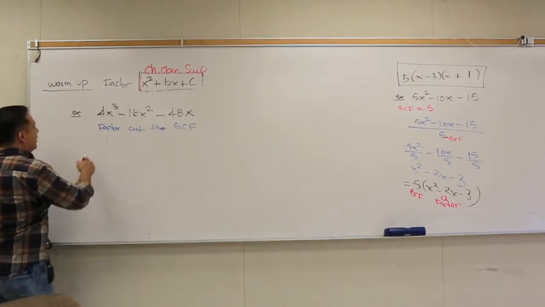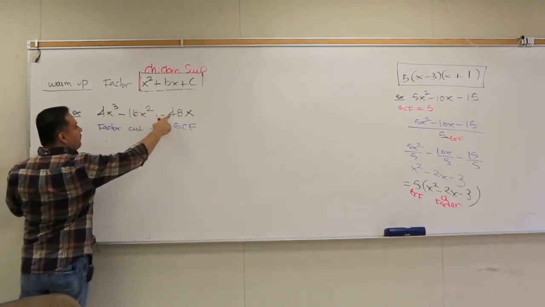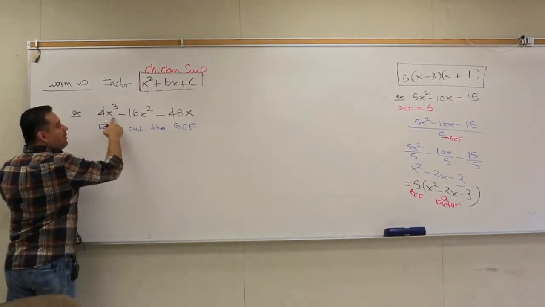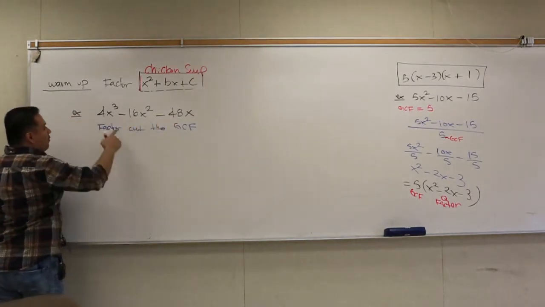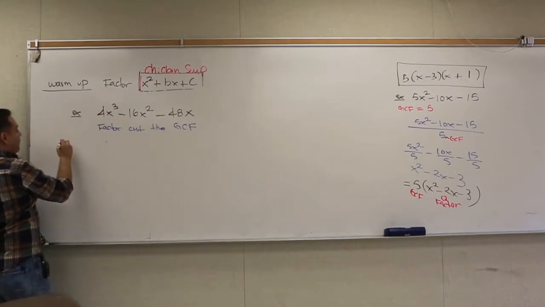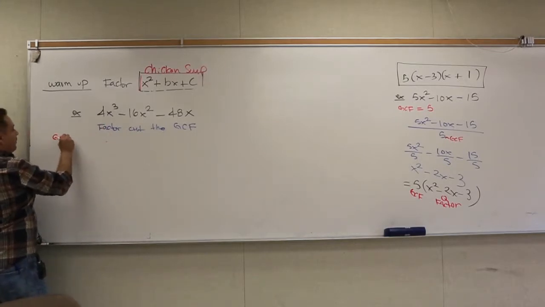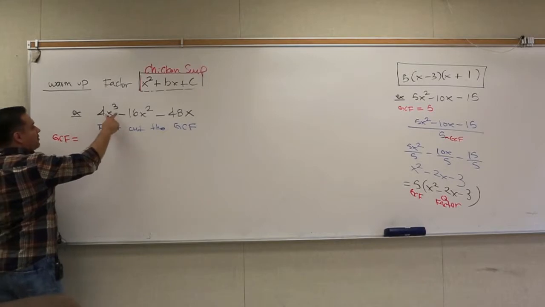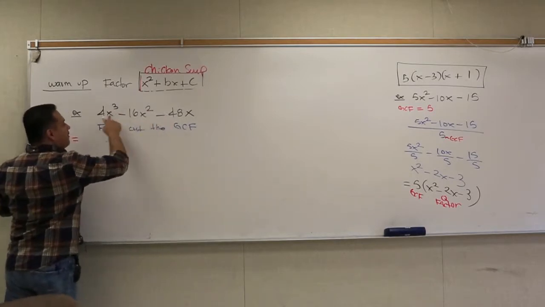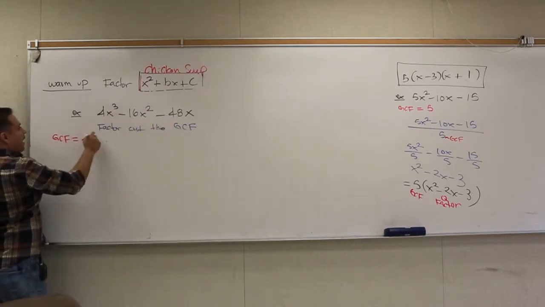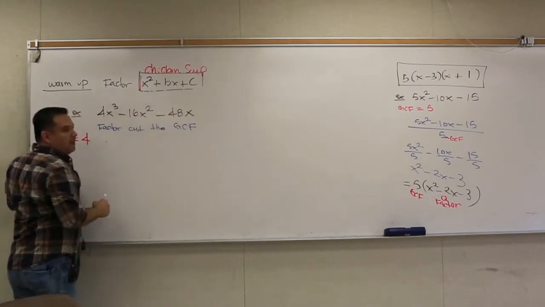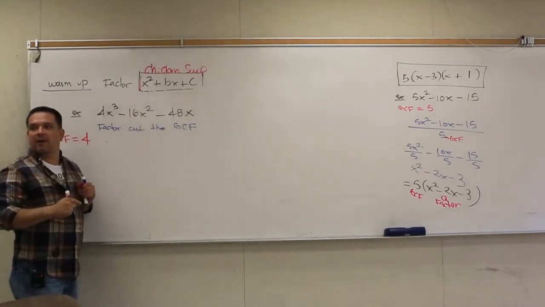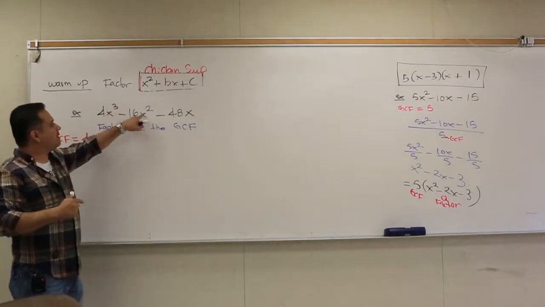What's the GCF of 4x cubed, 16x squared, 48x? Notice x is common again. So that means my GCF is going to have an x. But how do I do that? How do I find that greatest common factor? I look at the number first. 4, 16, and 48. What's the greatest common factor? Okay, x cubed, x squared, and x. Elisa, what is it? X cubed, x squared, and x.